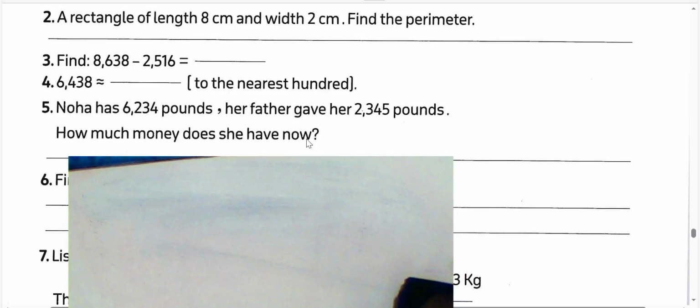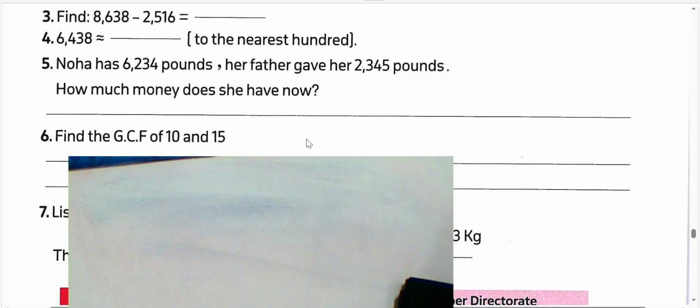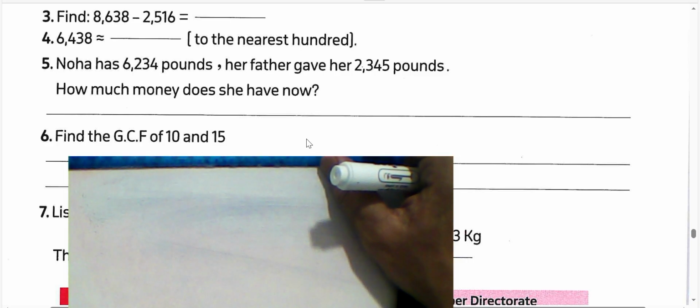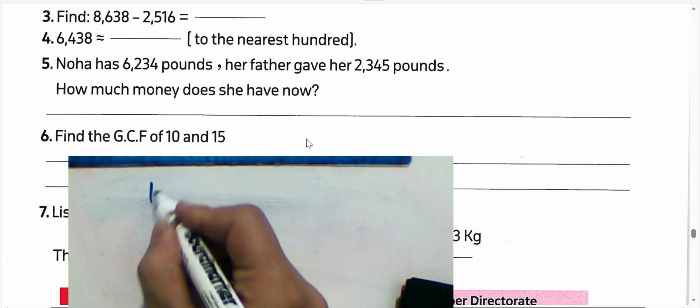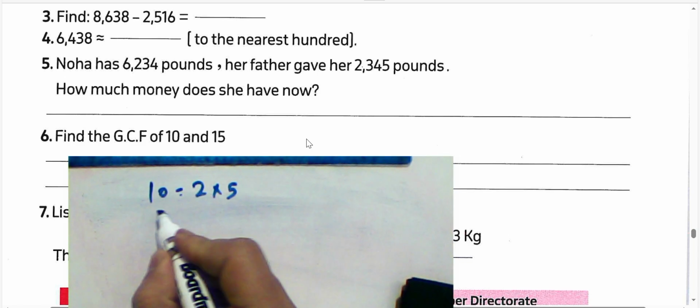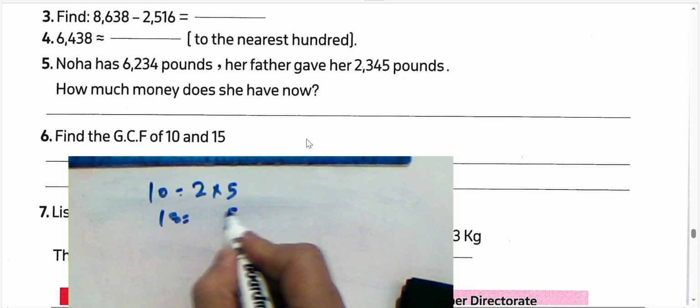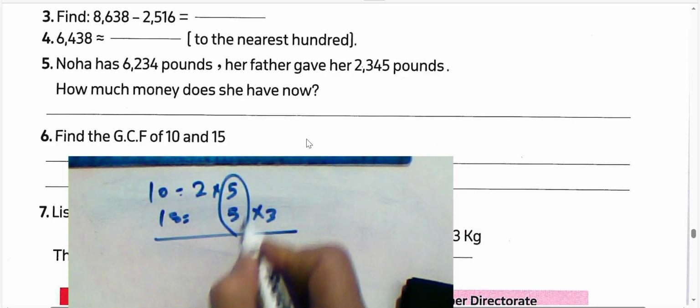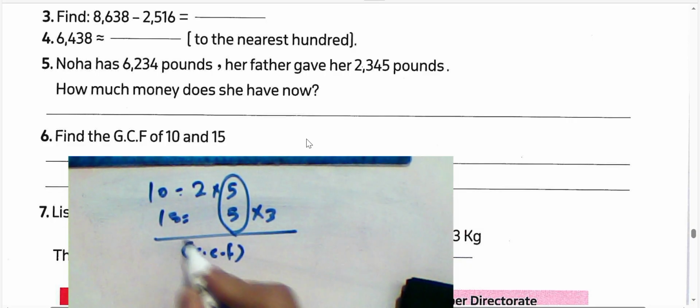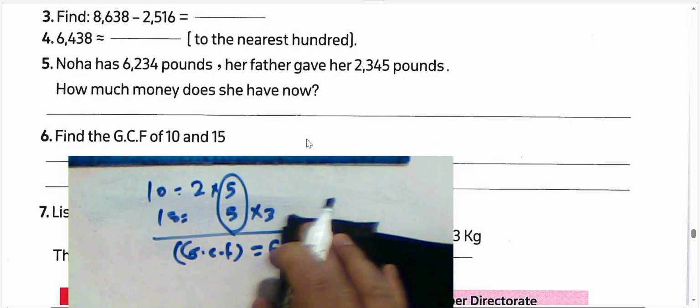Next example here, number 6. Find the highest common factor of 10 and 15. We know the highest common factor between them equals 5, because 10 equals 2 times 5 and 15 equals 5 times 3. Then the highest common factor between them equals 5.